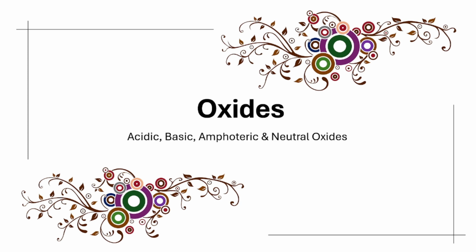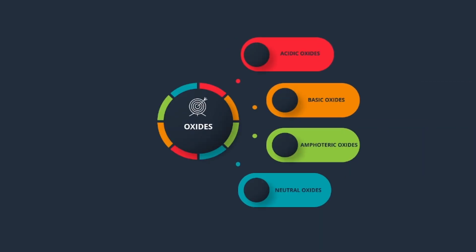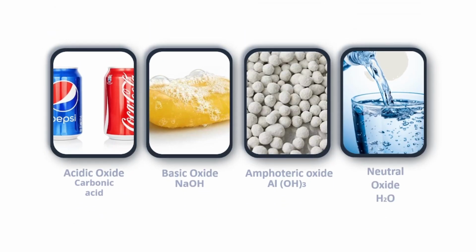Now let's discuss oxides. An oxide is that which contains oxygen. There are four kinds of oxides, which are acidic oxides, basic oxides, amphoteric oxides, and neutral oxides. Carbon dioxide, CO2, is an acidic oxide. It is dissolved in water to form acid. Acids have a sour taste, like the taste of lemon and orange. When carbon dioxide is dissolved in water, it forms carbonic acid. It is used in fizzy drinks.